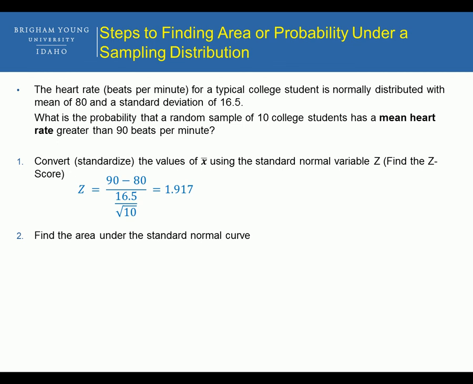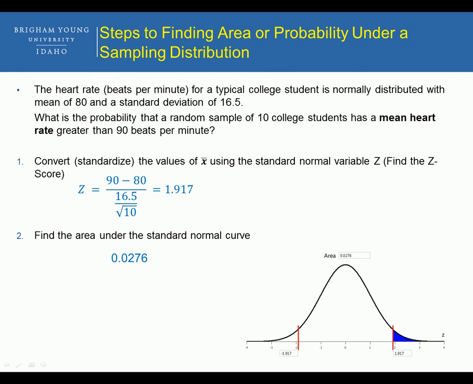Okay, so what you would do here is, I don't need to put this into the applet, but I'll show you here that this is how you would get your information. So now notice here, you put in our z-score 1.917 on the right side, and then you shade to the right because the question is asking for what's the probability that a random sample of 10 college students has a mean heart rate greater than.